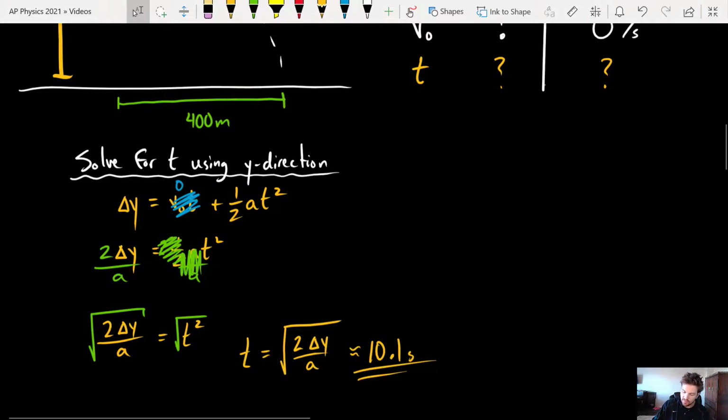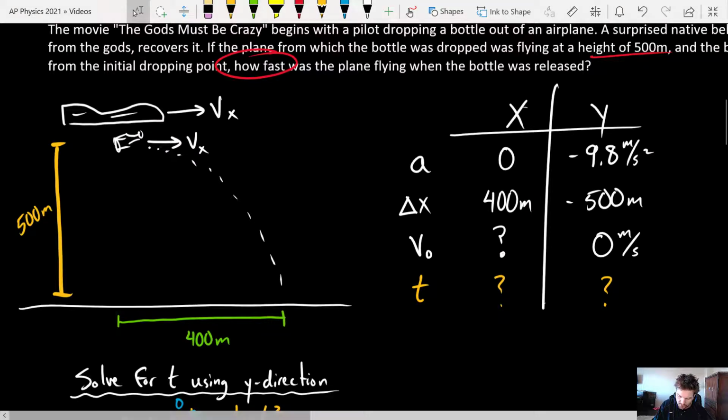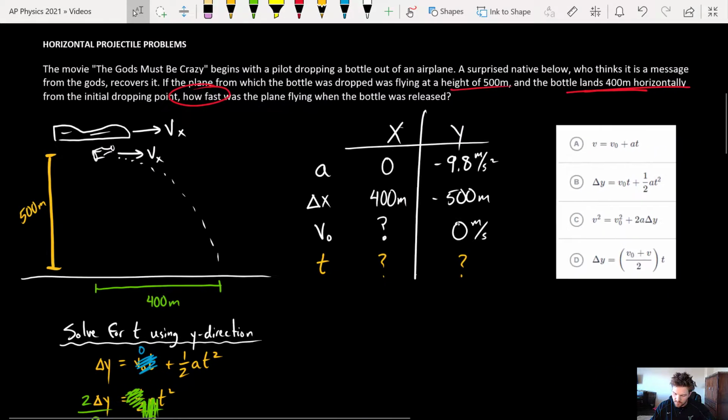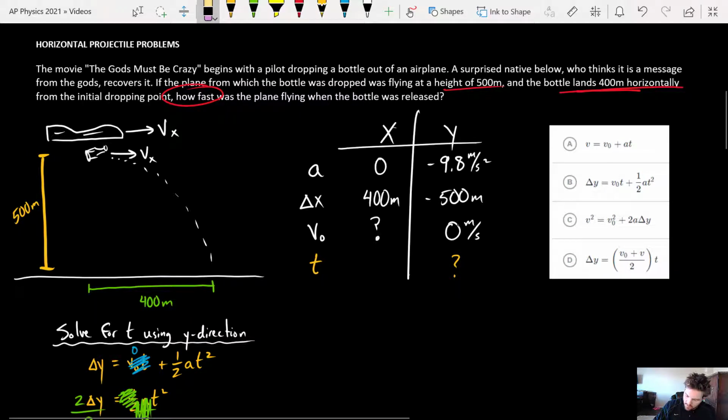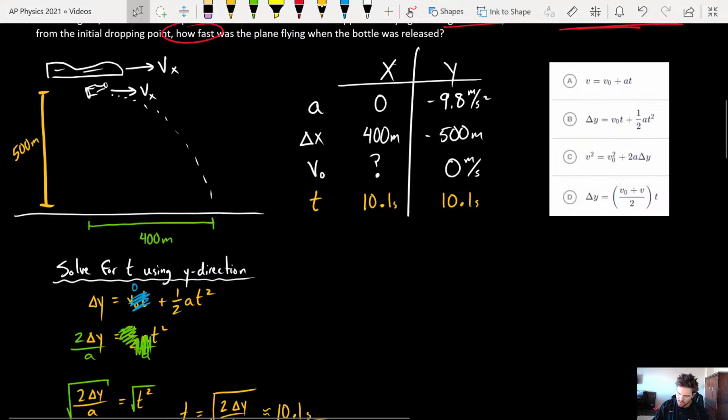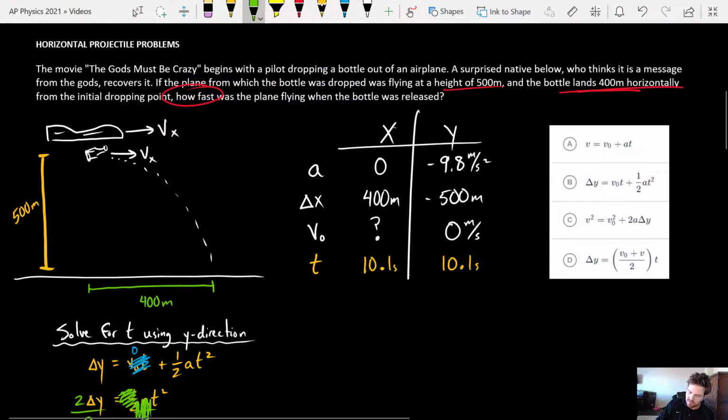But what I do have now is, take a look. If I go up here and plug in my values, let me zoom out just a little bit. Right, 10.1. Remember, time is the only one that can be shared between those two. Now I have enough in the x direction to pick one of these equations and solve for the missing initial velocity. So that's what I'm going to do. I have the same variables available to me, so it's going to be the exact same equation again.